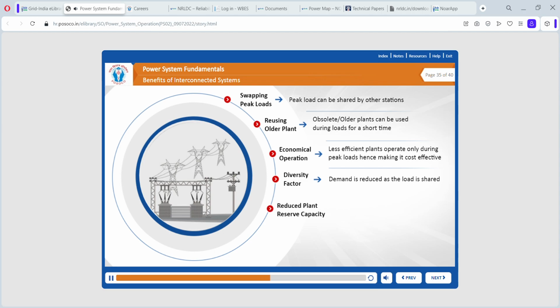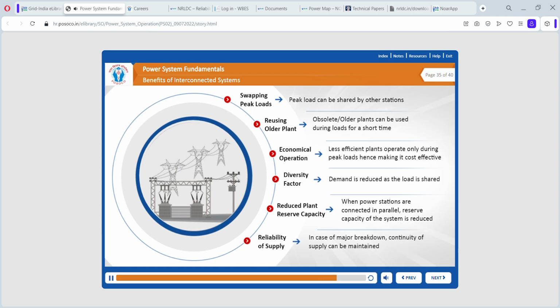Reduced plant reserve capacity. When several power stations are connected in parallel, the reserve capacity of the system is much reduced. This increases the efficiency of the system. Reliability of supply. In case of major breakdown in one station, continuity of supply can be maintained by other healthy stations.